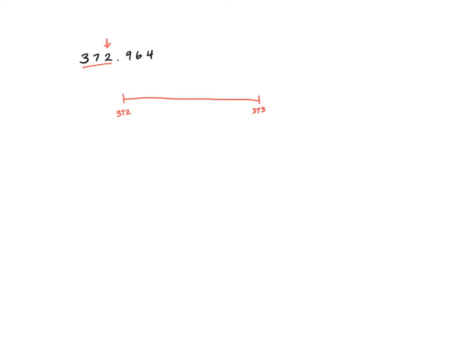Halfway on this number line, halfway between 372 and 373, is 372.5, 372 and 5 tenths. My number has 9 tenths, so my number is going to be somewhere over here. And it had 9 tenths and then some hundredths and some thousandths. But regardless, it's going to end up rounding up to 373.